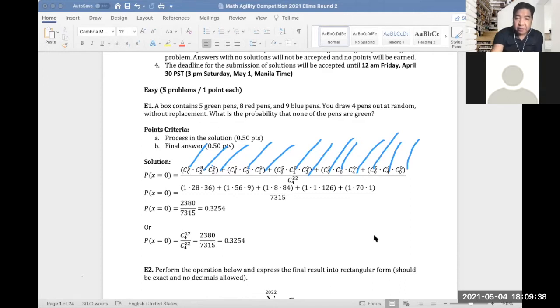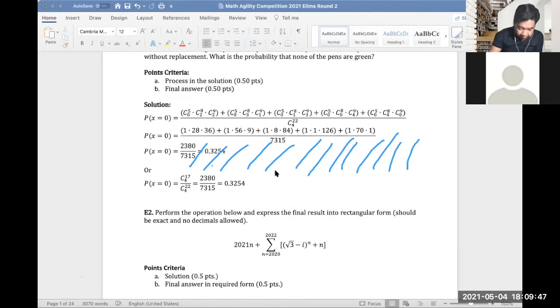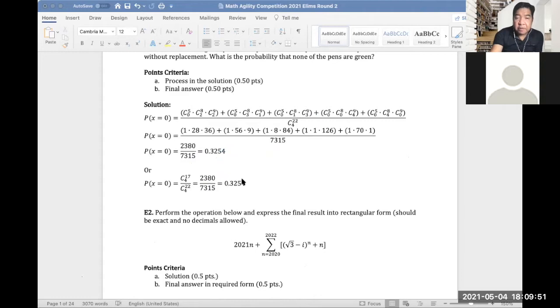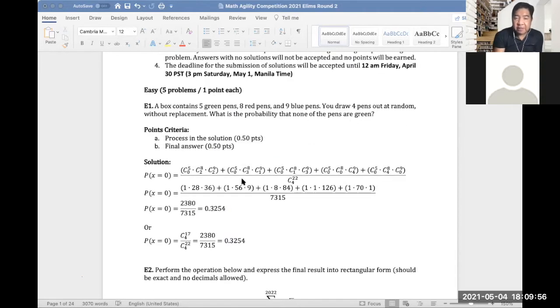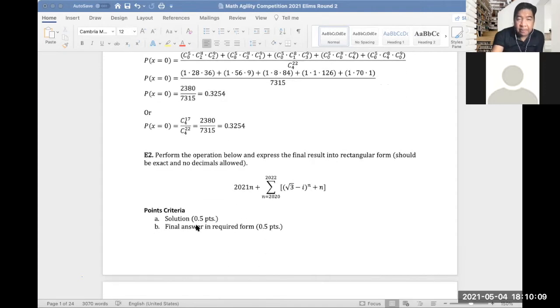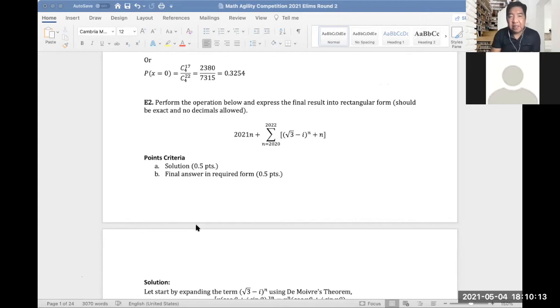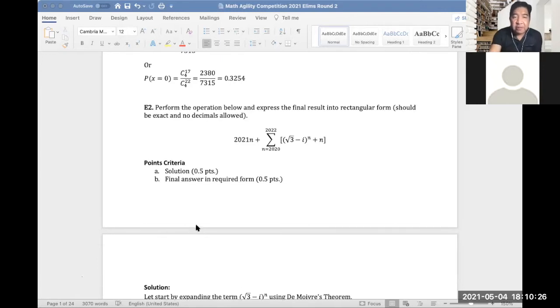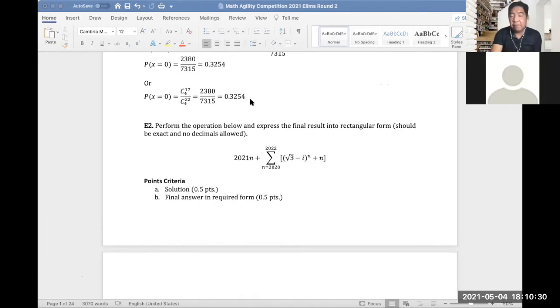The fastest way to do it is to just subtract 5 from the total, which is 22 pens, because we have 5 green pens and you don't want them. So 22 minus 5 gives us 17. So in the solution, the combination will now be C of 17 taking 4 at a time, and then we divide it by the total number of ways to draw 4 pens, which is C of 22 taking 4. So the answer would, of course, be the same: 32.54% or 0.3254. If you have any questions, you can write them in the comment section and I will answer them as soon as I finish this live session.